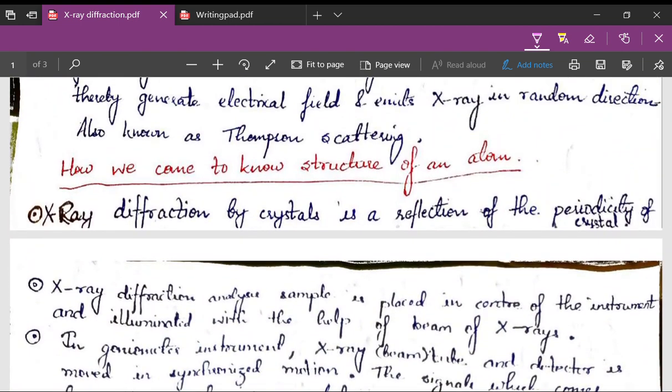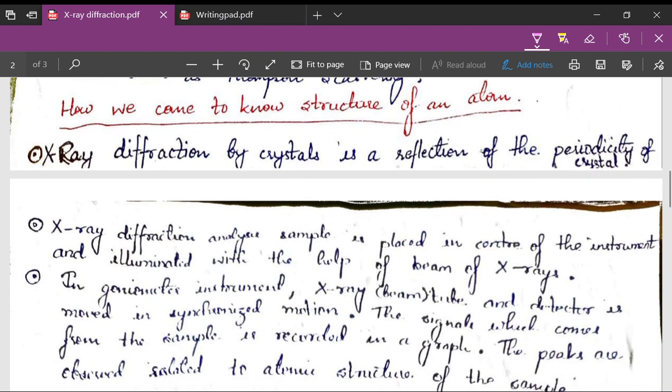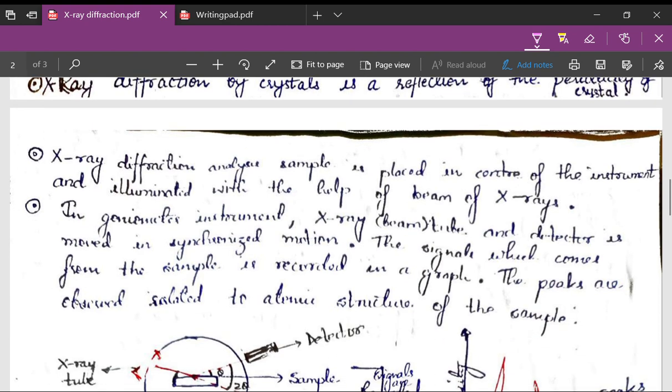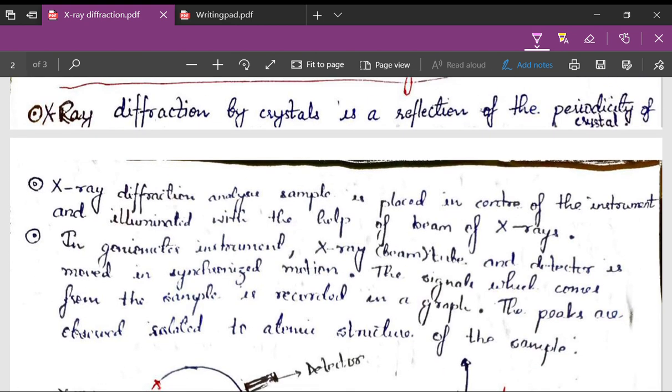So, why we should study X-ray diffraction? We study X-ray diffraction to know the structure of an atom. X-ray diffraction by crystal is a reflection of periodicity of the crystal. We can say like this. So now I will explain in detail how we do X-ray diffraction analysis.